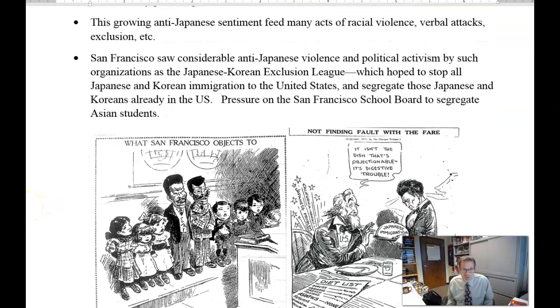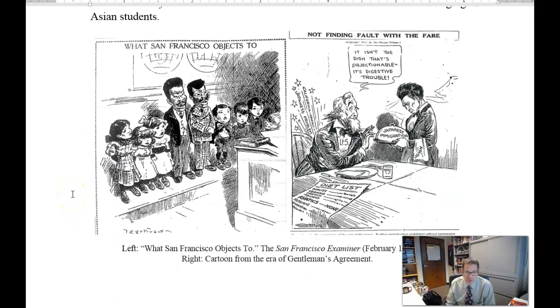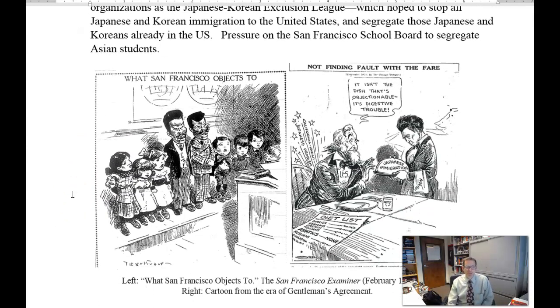So what that means practically here on the West Coast is strong anti-Japanese violence and political activism by a variety of groups. This organization, called the Japanese and Korean Exclusion League, was formed, focusing on the Japanese but also on a small but growing population of Korean immigrants who had come over as well, trying to prevent any more immigration and to bar Japanese and Koreans from going to any schools, in this case in San Francisco. You see two cartoons here. It says what San Francisco objects to, and you see some white kids here and some Asian kids here. This is a racist organization in San Francisco saying we want to make sure that the Japanese, or any Asian kids, but Japanese in particular, are segregated from our whites-only schools.